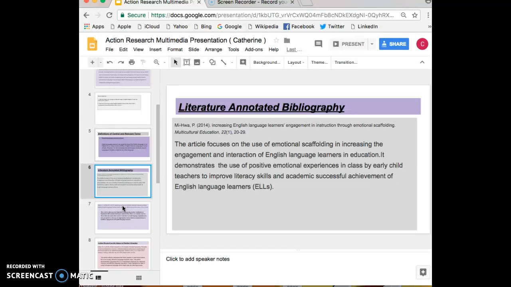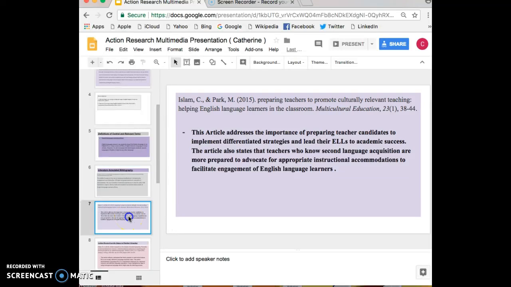Literature and annotated bibliography. The article focuses on the use of emotional scaffolding in increasing the engagement and interaction of English language learners in education. It demonstrates the use of positive emotional experiences in class by early childhood teachers to improve literacy skills and academic achievements of English language learners.